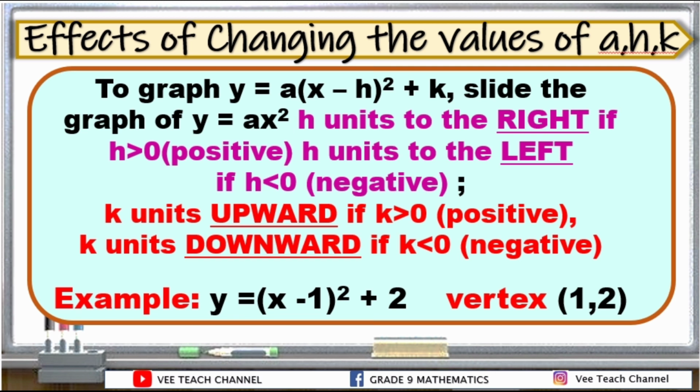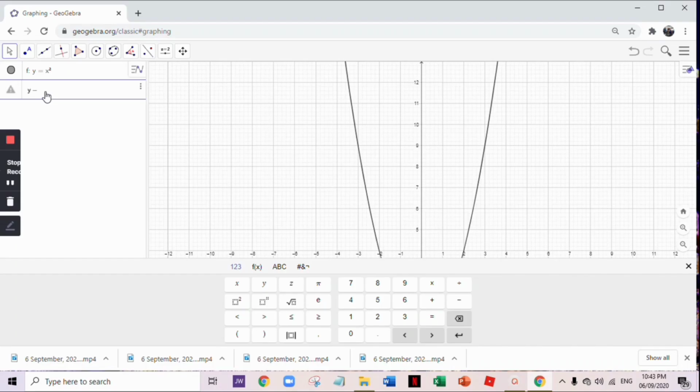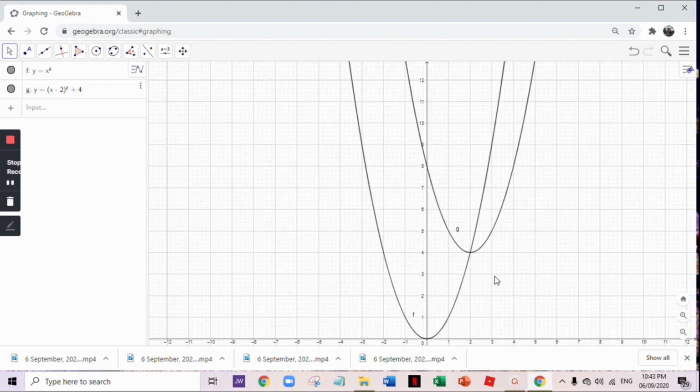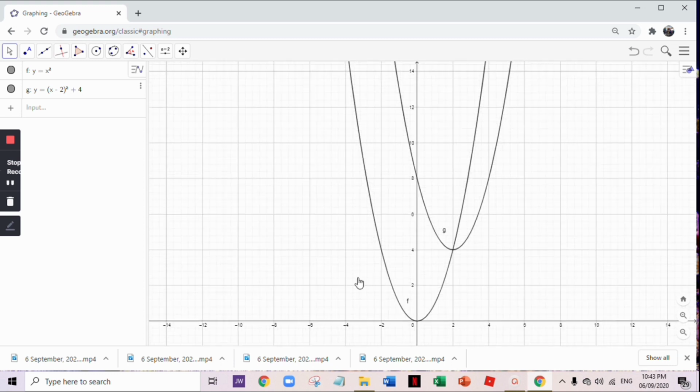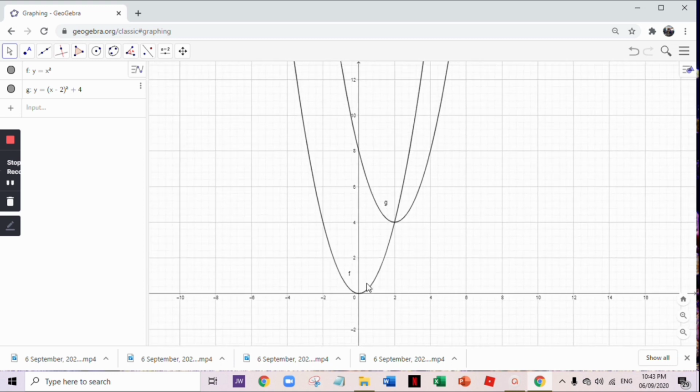Let's practice. Try natin i-graph yung ating function y is equal to quantity x minus 2 squared plus 4. At ito na nga yung magiging graph natin. Yung isang graph ay yung graph ng x squared. Tapos yung isa, yung makikita ninyo na nandiyan sa bandang taas, ay yung graph ng quantity x minus 2 squared plus 4.